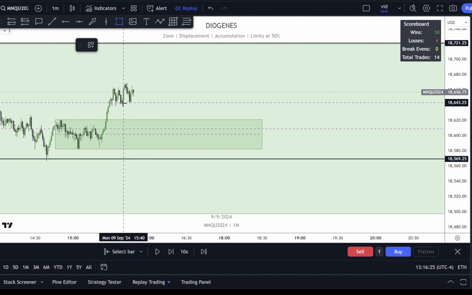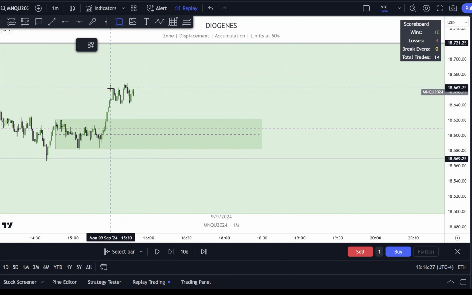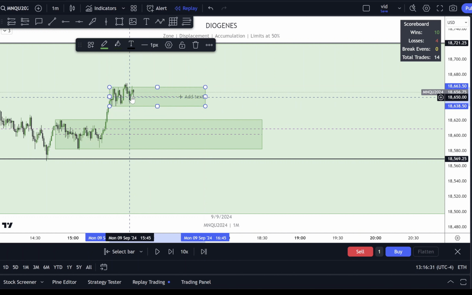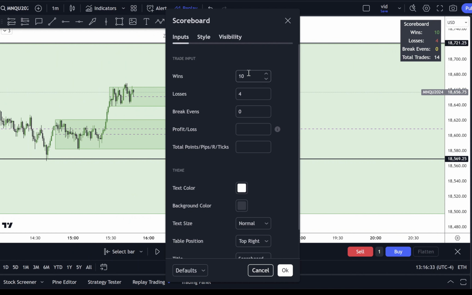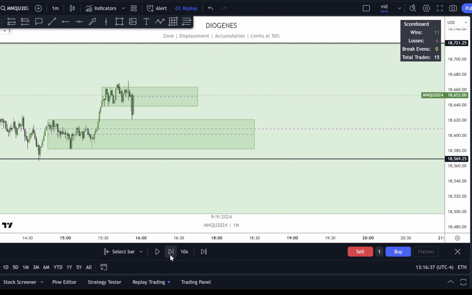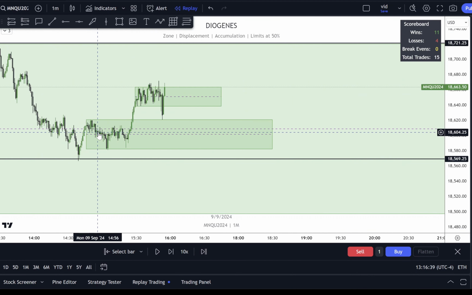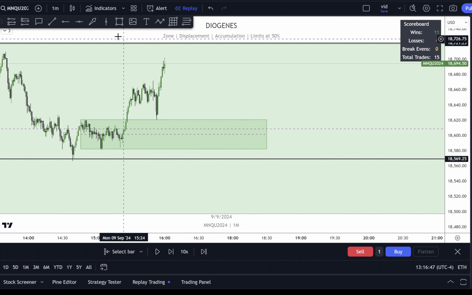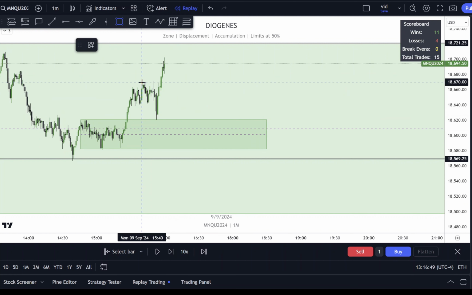So we created this one, right? This is a valid pullback. We took the 50% and that's a win. So that's 11 wins. Cool. Right, so still waiting if they come back to this 50%. I can still take it. But now we have something more beautiful, which is dealing range.